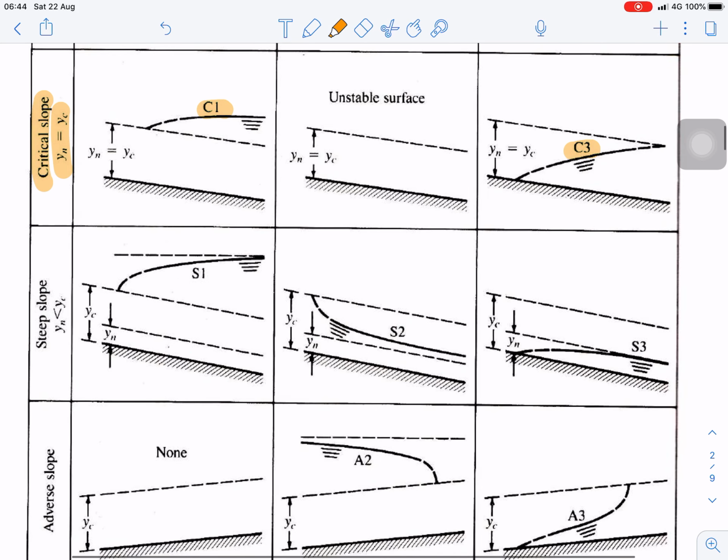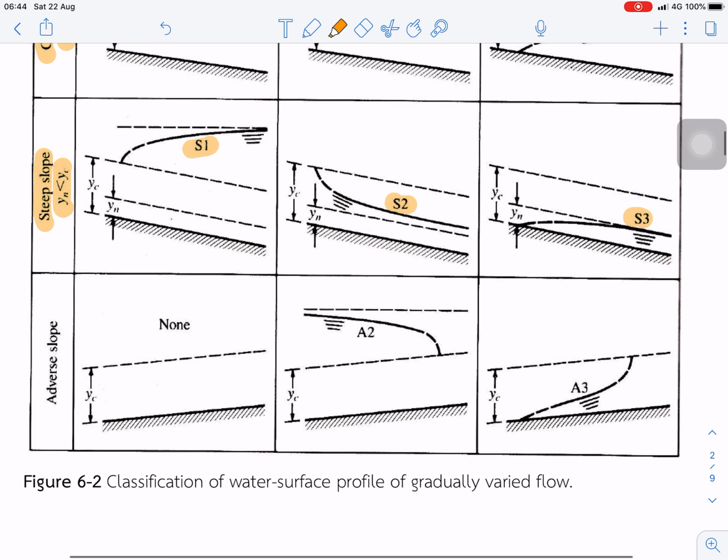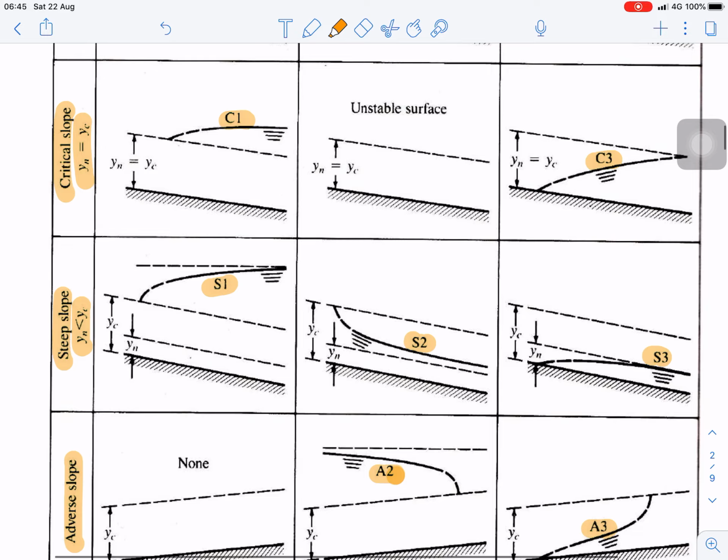And for the steep slope, in this case yn is less than yc. For S1, y is greater than yn and yc. S2, y is in between yn and yc. S3 is y less than yn and yc. And the last one is the adverse slope. There is A2 and A3. Normally we focus on mild slope and steep slope.